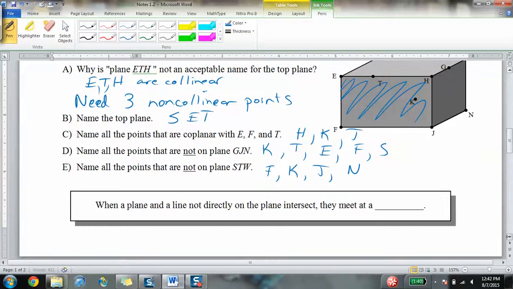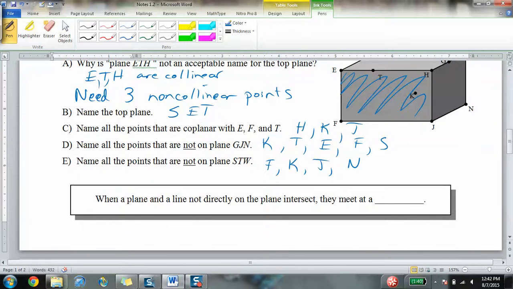Just an important concept here while we're talking about planes. When a plane and a line that is not directly on the plane intersect, they meet at a point. So if I were to take my pencil and drop it onto my piece of paper, which could represent a plane, my pencil would meet my paper at one single point. So a line and a plane meet at a point.